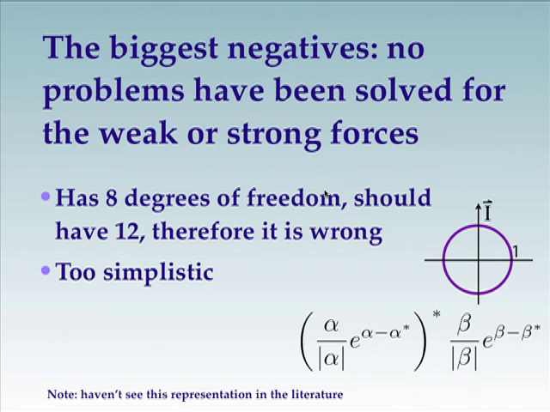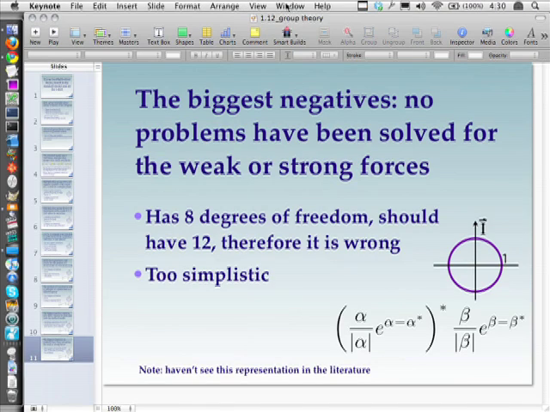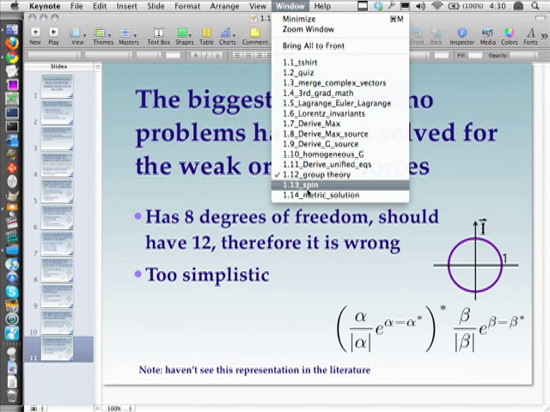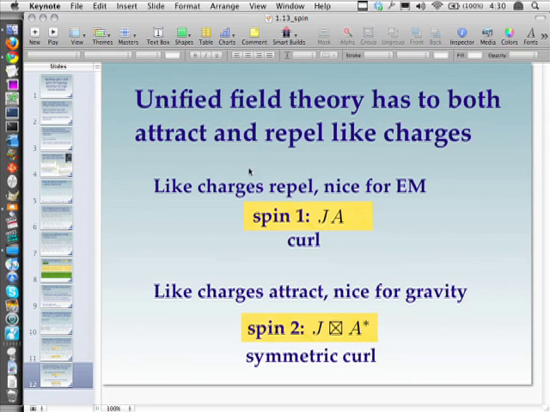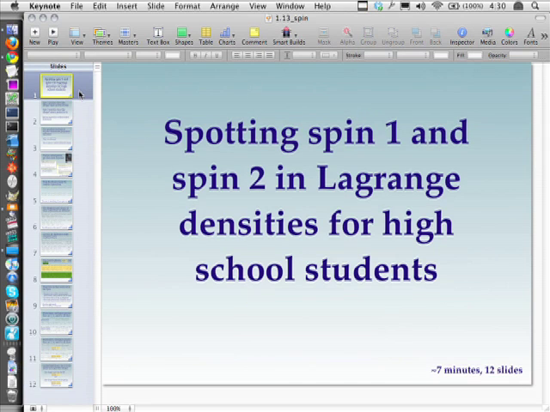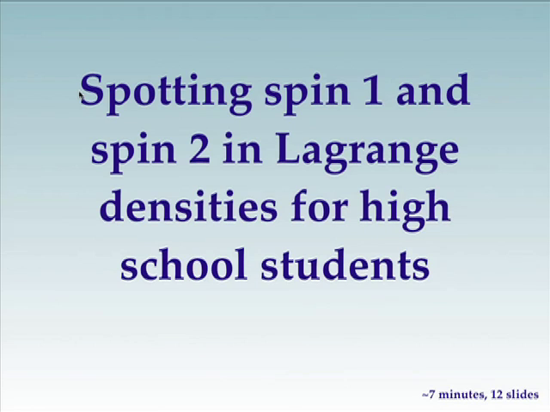All right, good. So we have to deal with spin. We are going to try to be able to spot spin 1 and spin 2 in a Lagrange density at the high school student level. Okay?